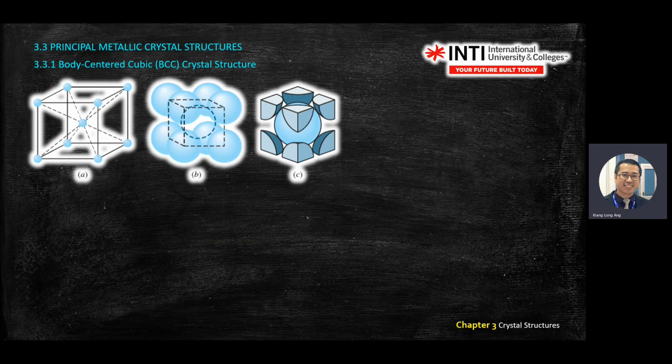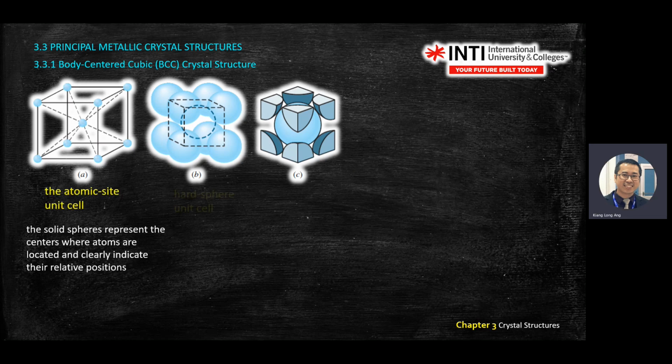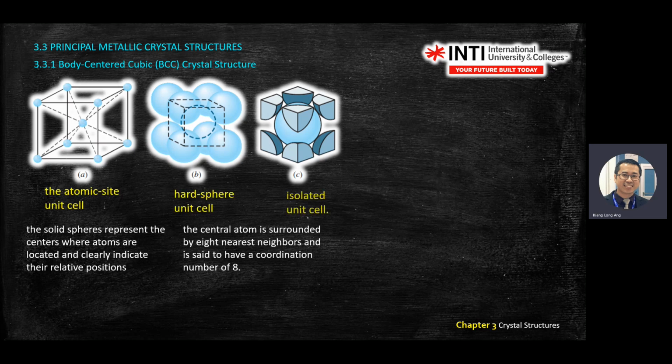Okay, let's go to the first type. We have A, B, and C. There are 3 types of drawing. First one is the atomic site unit cell. Normally, you will only need to draw this type. Hard sphere unit cell, this one, normally when you do your lab report. Isolated unit cell, also lab report.